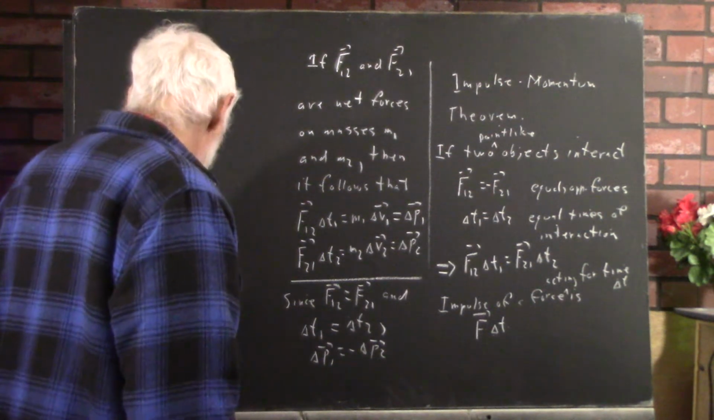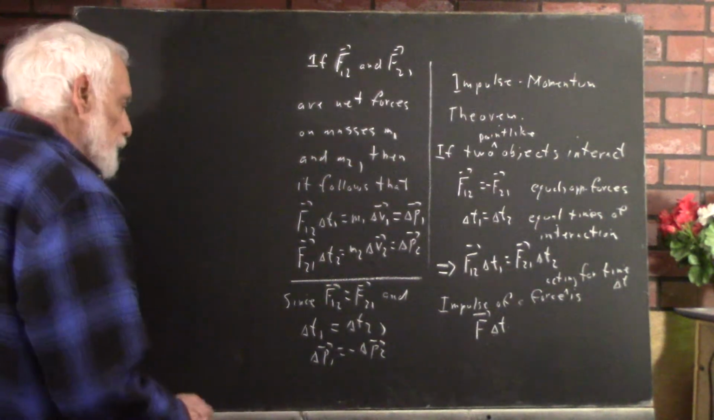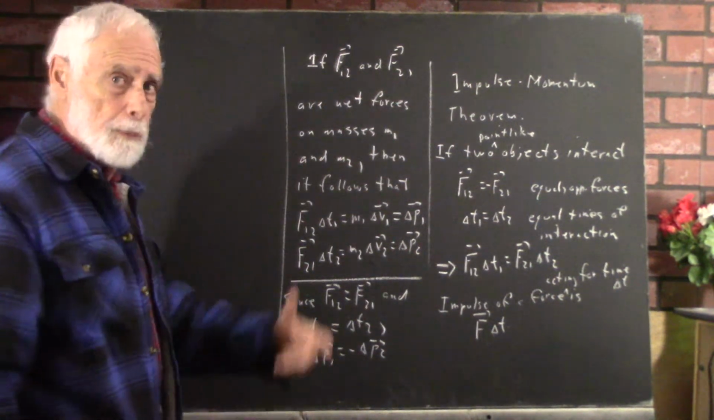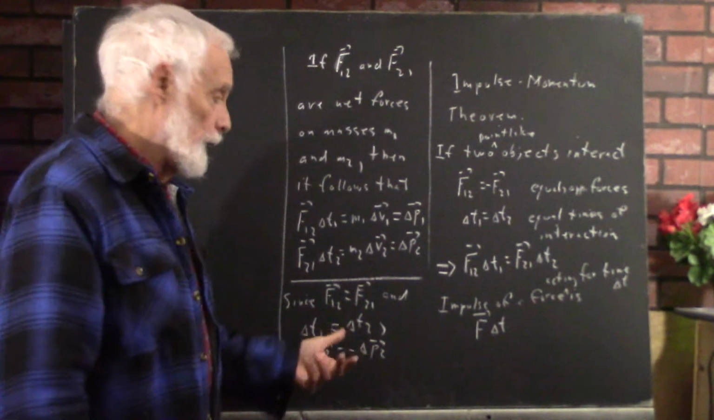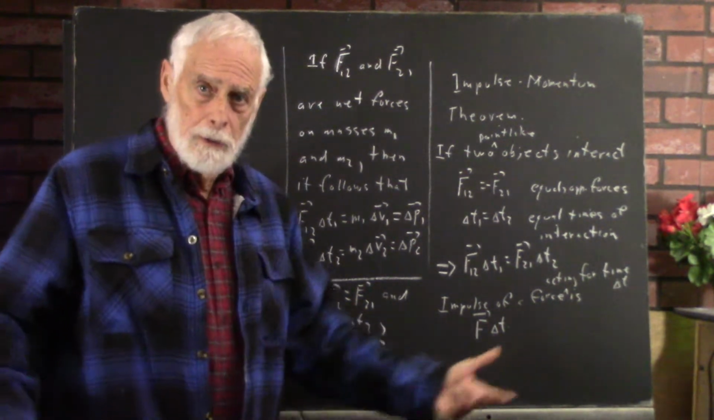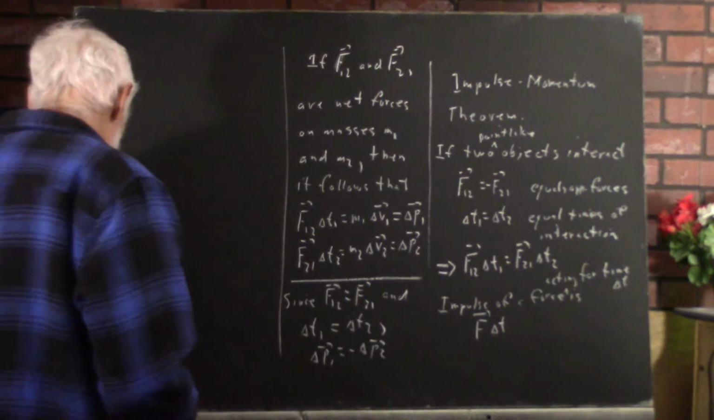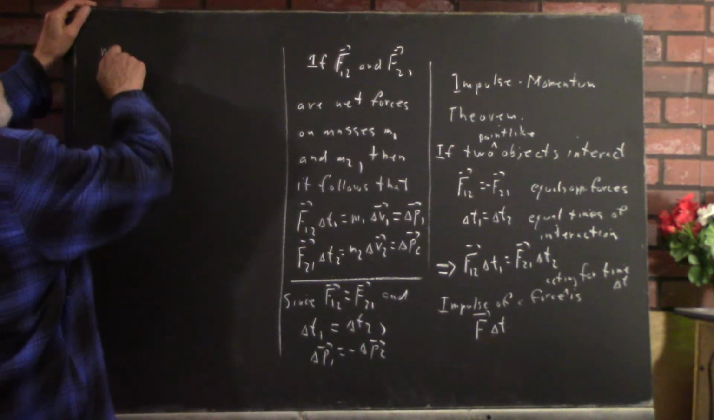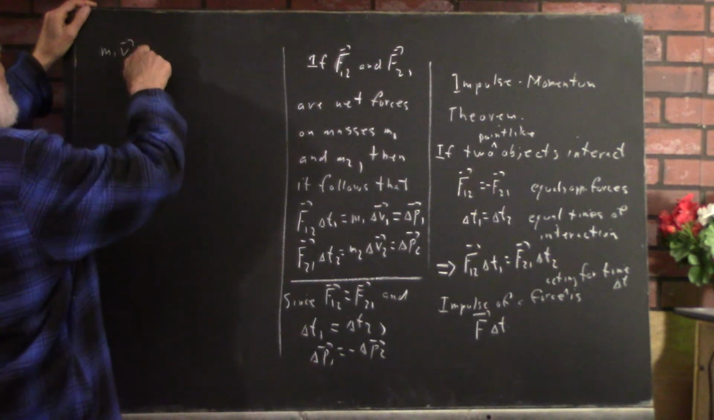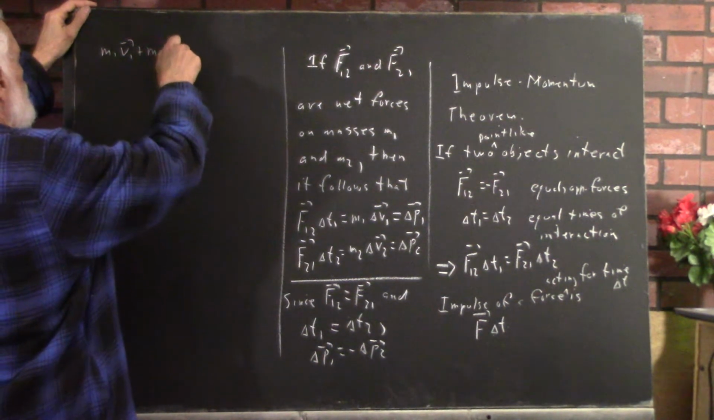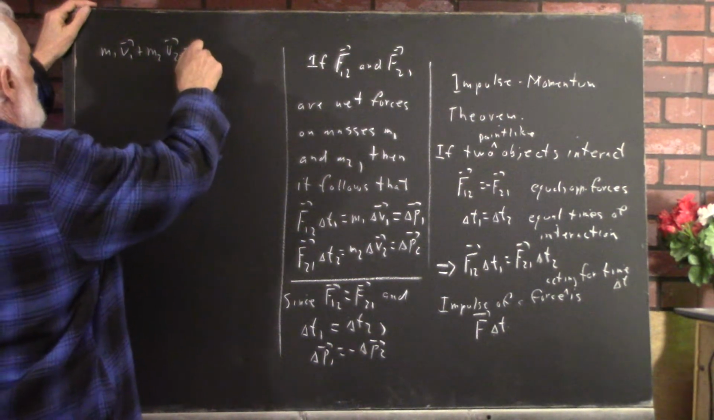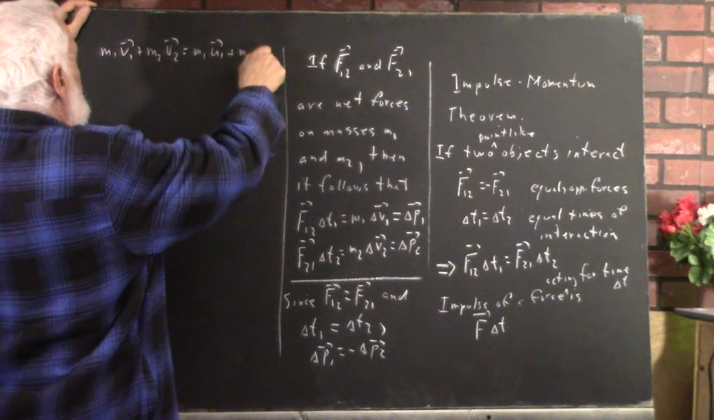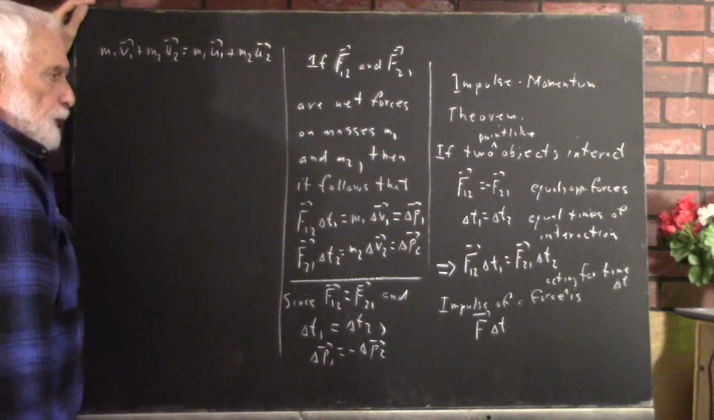Okay, well, one consequence of this, that again I'm not going to write out in detail, is the formula everybody memorizes so that they forget about impulse momentum, which is the fundamental principle. Okay, the formula is m1v1 plus m2v2 equals m1u1 plus m2u2.